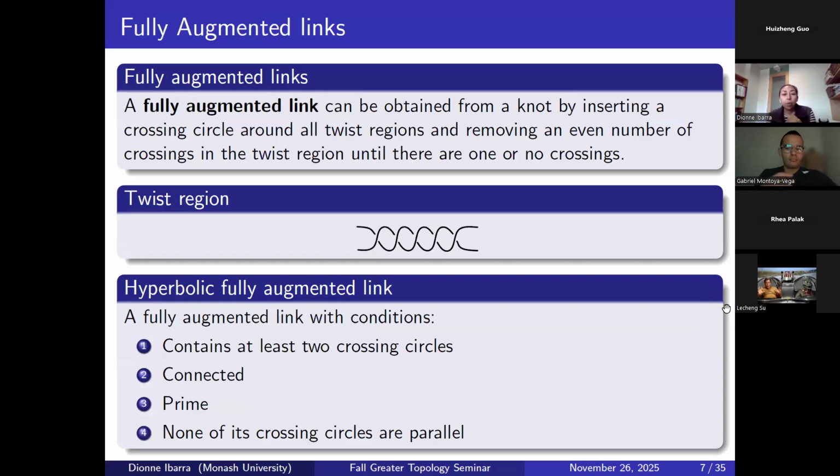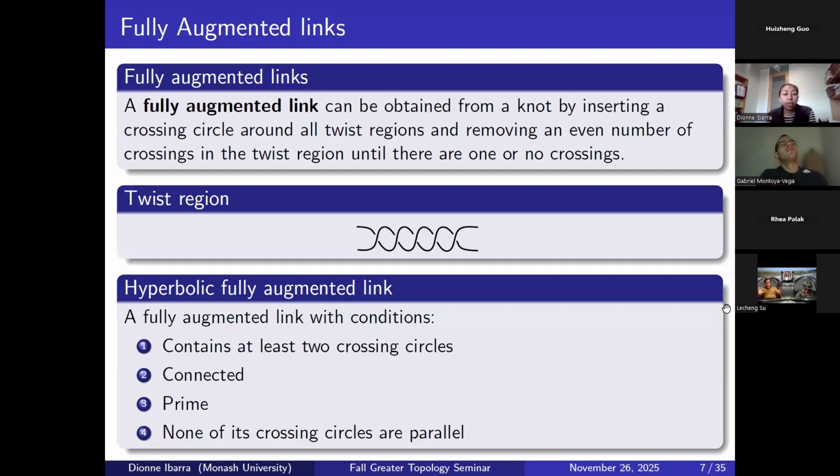In particular, though, what we're interested in is hyperbolic fully augmented links. These are fully augmented links whose complement is hyperbolic. One nice feature is that there are only four conditions that need to hold in order for a fully augmented link to be hyperbolic.